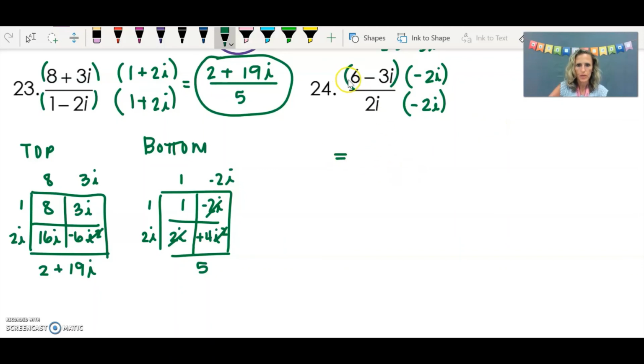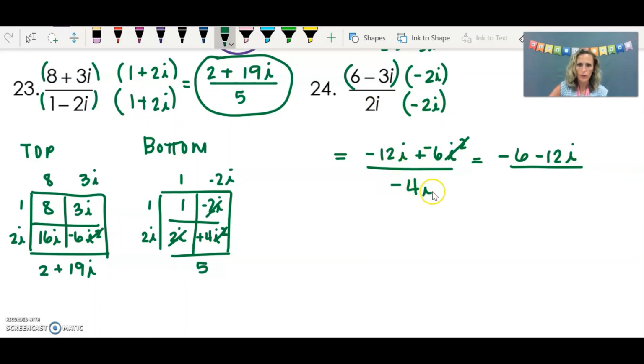So 6 times negative 2 is negative 12i. And then negative 3 times negative 2 is positive 6i squared. That is going to make that negative. And so we're actually going to have negative 6 minus 12i. So I switched the order so that it's real and then imaginary. And that's my numerator. So then the denominator, 2i times negative 2i is negative 4i squared. Your i squared is going to change the sign here and give you a positive 4.